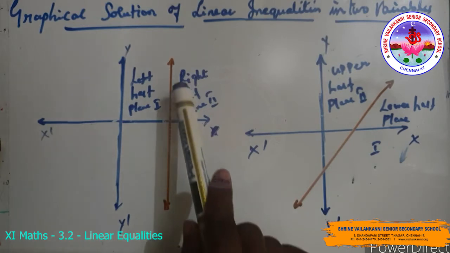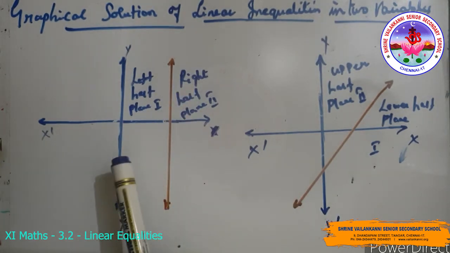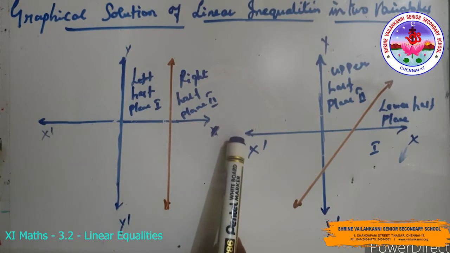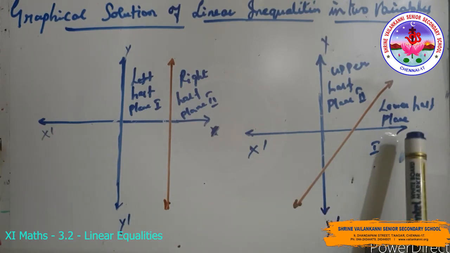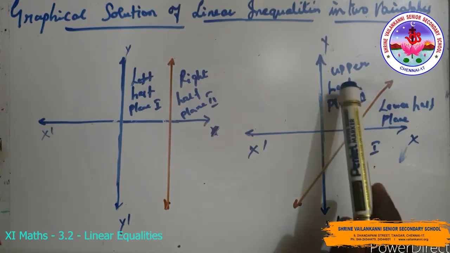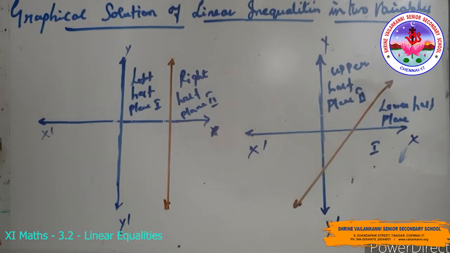A vertical line will divide the plane into left and right half planes, and a non-vertical line will divide the plane into lower half plane 1 and upper half plane 2. A point in the Cartesian plane will either lie on a line or will lie in either of the half planes 1 or 2.